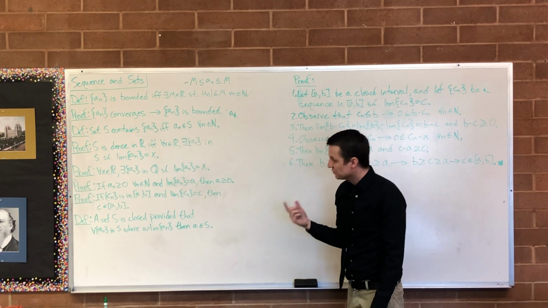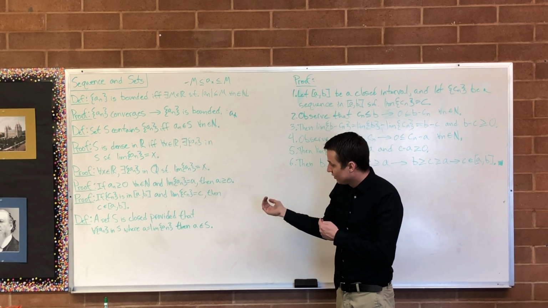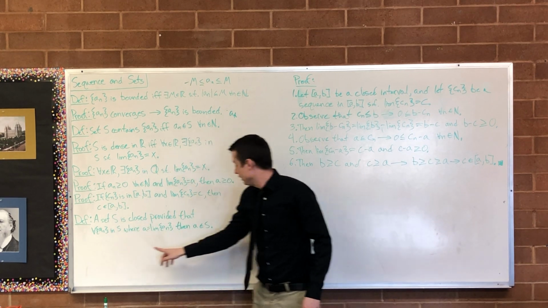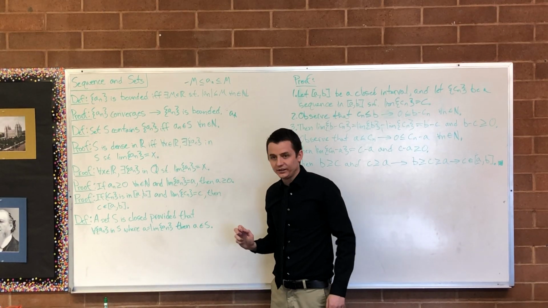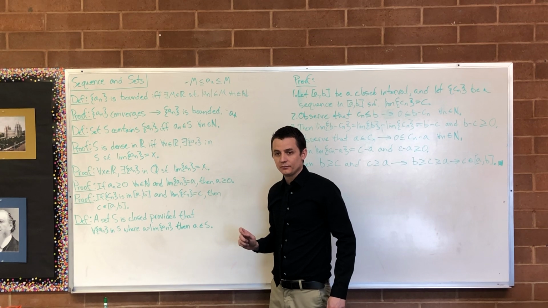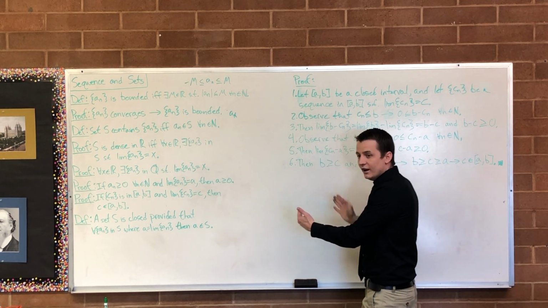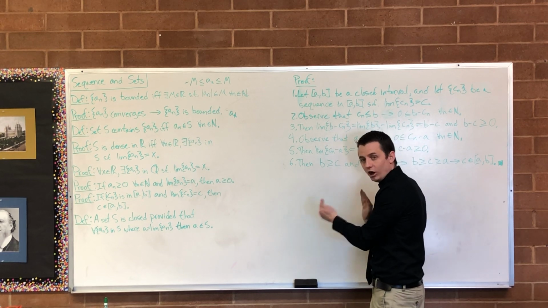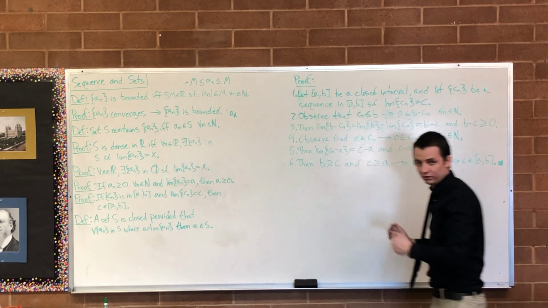What's a closed set? It's a set such that every sequence in the set that converges, converges to a number in the set. So take some set of numbers. If every sequence I can find in there that converges does so to a number that's also in the set, then the set is closed.